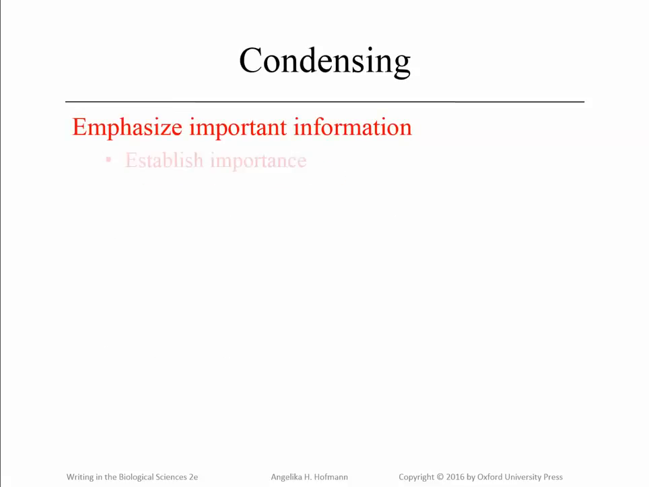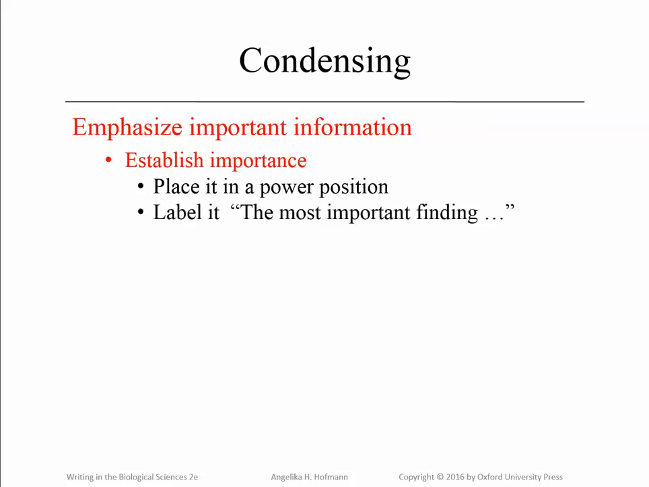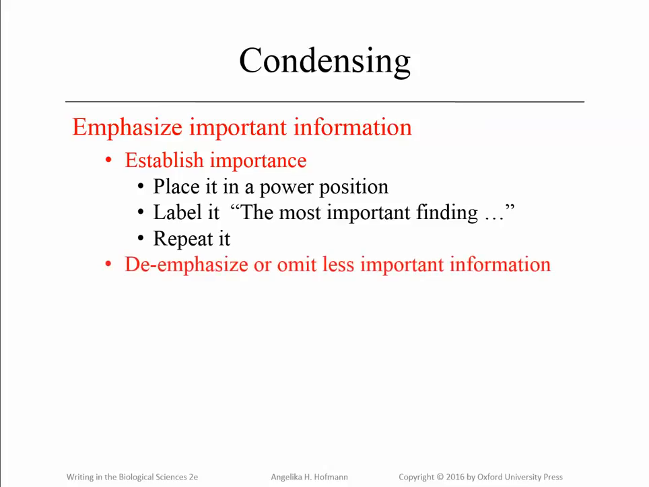So, emphasizing the important information, what you want to do is establish what is most important. And we already mentioned you can put that in a power position at the beginning or end of a paragraph or sentence, and that will establish that importance. You might even say in your paper "the most important finding." So you're very clearly telling the reader this is what we found and what we think to be the most important thing.